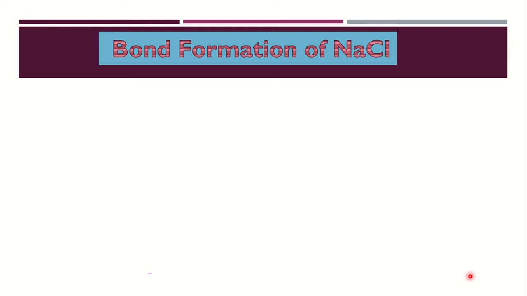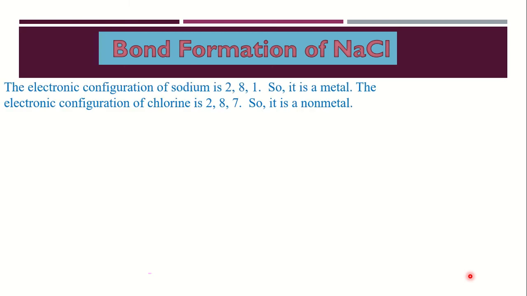Now we will read the bond formation of sodium chloride, where the bond is made by sodium and chlorine. Sodium as a metal, it releases 1 electron from its outermost shell, because it has only 1 electron on its third shell.